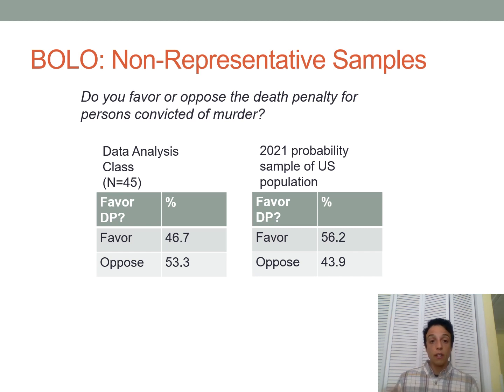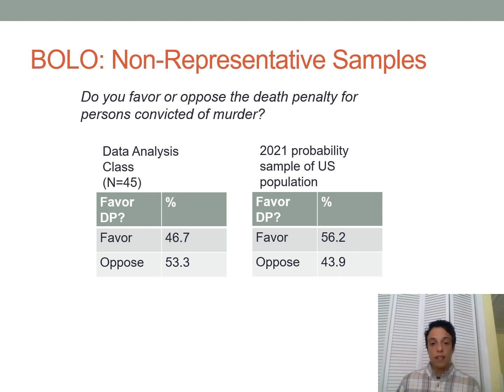So what we would conclude if we only looked at the data analysis class is that people generally oppose the death penalty more than they favor it. But we'd be wrong, because our sample of the US population would show us the exact opposite. That's because our data analysis class sample is not representative of the US population, and the characteristics of our class sample are not going to match the characteristics of the US population overall.